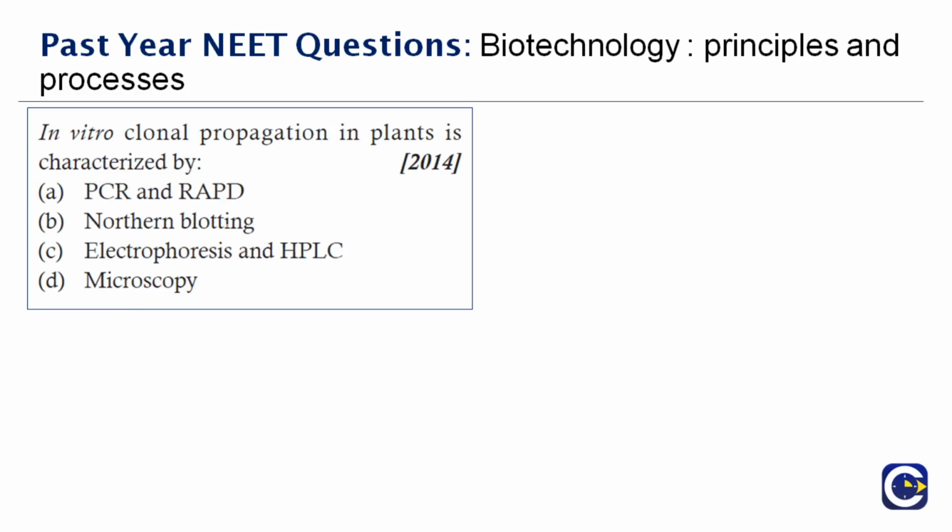Next question here. In vitro clonal propagation in plants is characterized by dash, and this question was asked in the year 2014. Now, what do you mean by clonal propagation? When we talk about clonal propagation, it refers to the process of asexual reproduction by the multiplication of genetically identical copies of individual plants, or it can be used even for other sectors. The term clone is used to represent a plant population that is derived from a single individual by the asexual type. So this is in terms of plants.